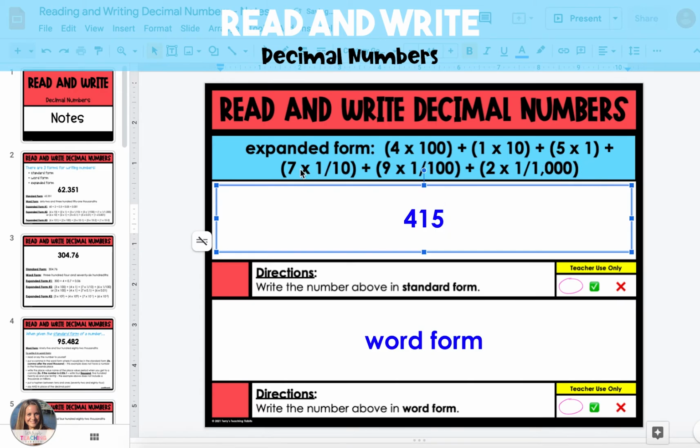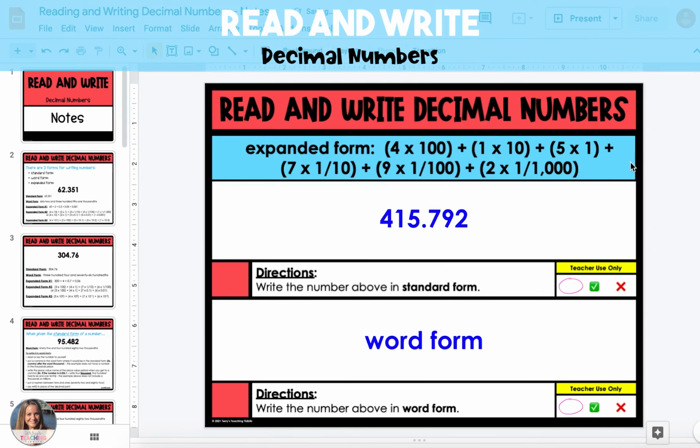The next digit is a decimal number because it's 7 times 1/10, so we're going to put a decimal point after the 5 ones. After the decimal point, we're going to put our 7 in the tenths place of the number. Then we have 9 times 1/100th, so we will put a 9 next in the hundredths place. And finally, we will type a 2 in the thousandths place for 2 times 1/1000th. The standard form of the number is 415.792, which we would read as 415 and 792 thousandths.